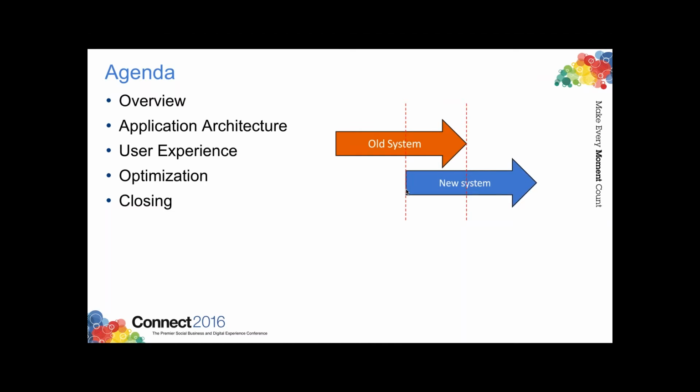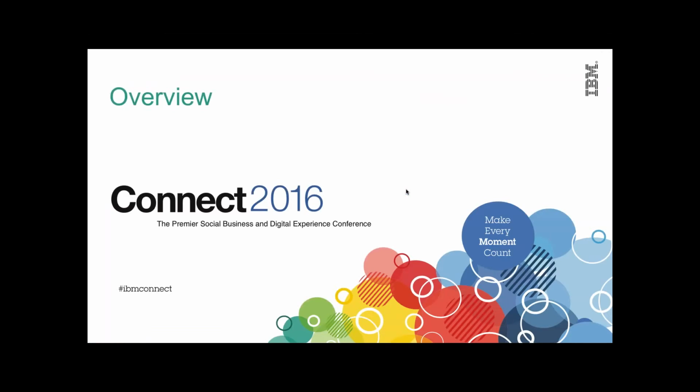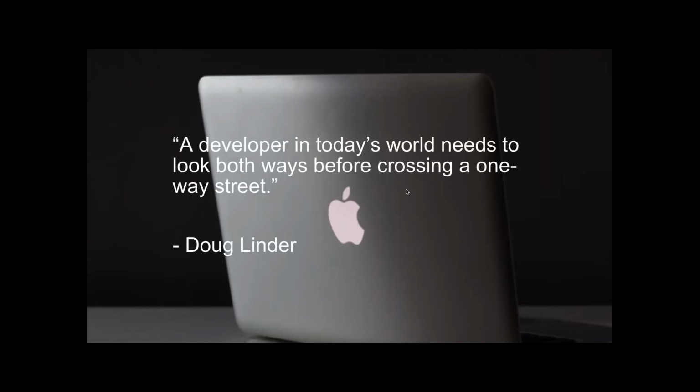All right. So, overview. I want to start this off with a quote that really sticks with me, which is, a developer in today's world needs to look both ways before crossing a one-way street. And for those who don't really know what that means, what I'd like to do is jump to the next slide, and then we can come back to this and elaborate a little bit further.